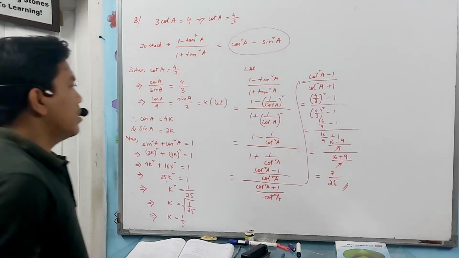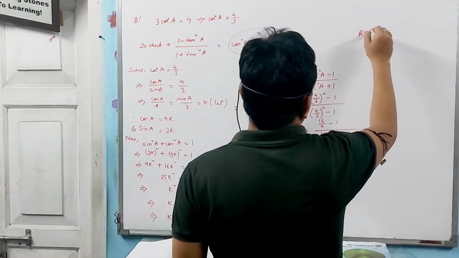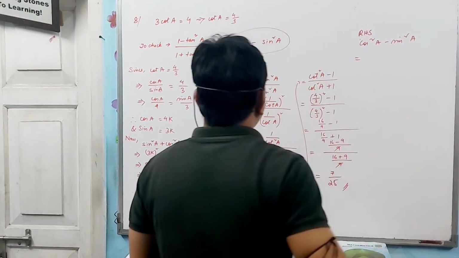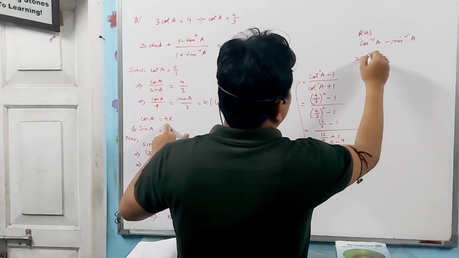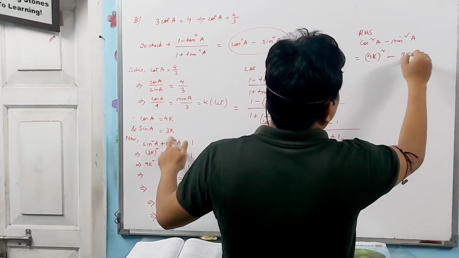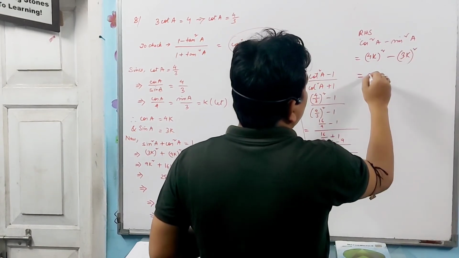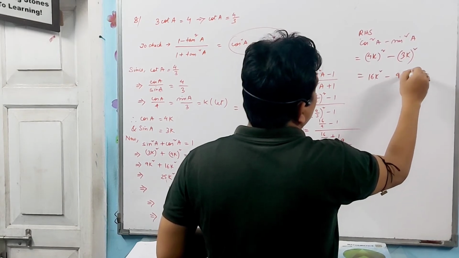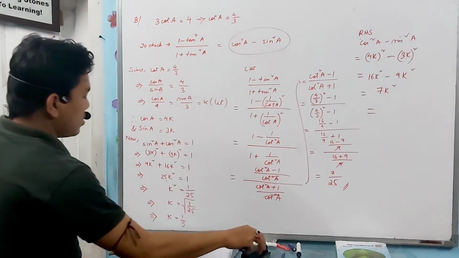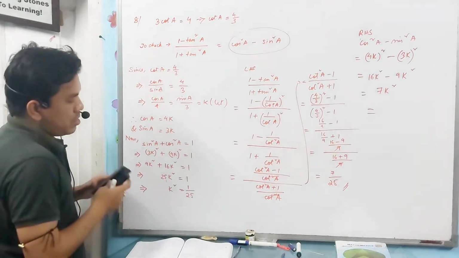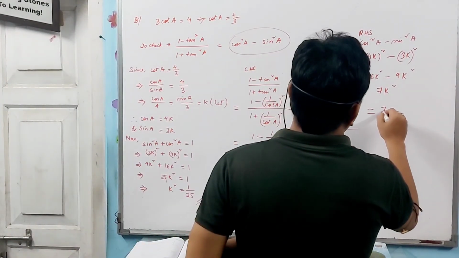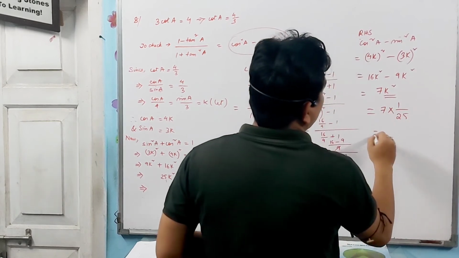Now, we will do the right hand side. In the right hand side, what is given? Cos square A minus sin square A. Now, what is cos A here? 4K, isn't it? So we can say 4K square. What is sin here? 3K. So write 3K square. So now 4K square is 16K square, and this will be 9K square. 16 minus 9 is 7K square. Now let us finish it up here only, because we know the value of K square is 1 by 25. Just put the value of K square. So what we got? 7 by 25.